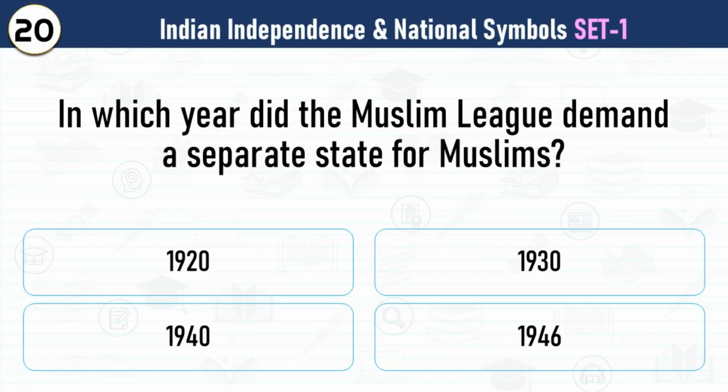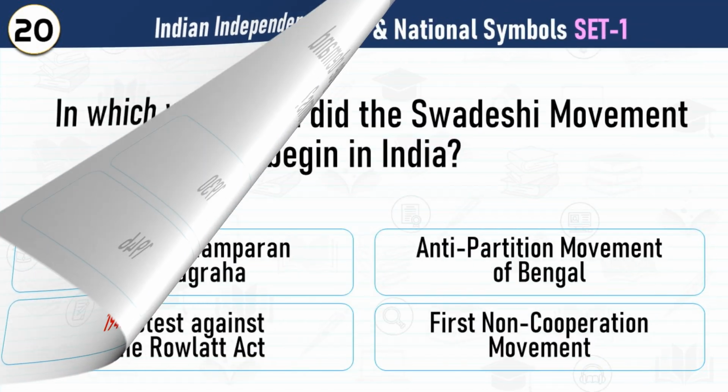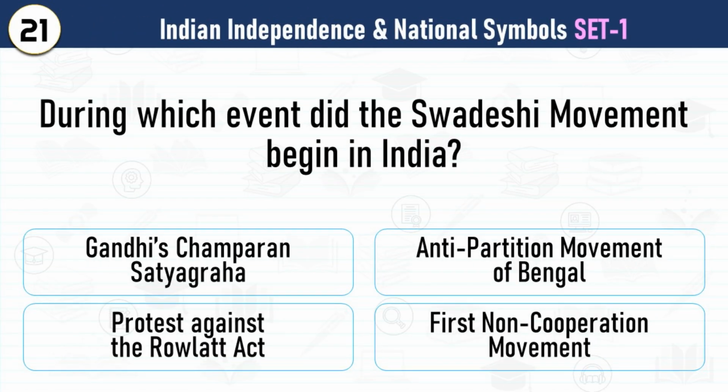Question number 20. In which year did the Muslim League demand a separate state for Muslims? Correct answer is the Muslim League demanded a separate state for Muslims in 1940. Question number 21. During which event did the Swadeshi movement begin in India?